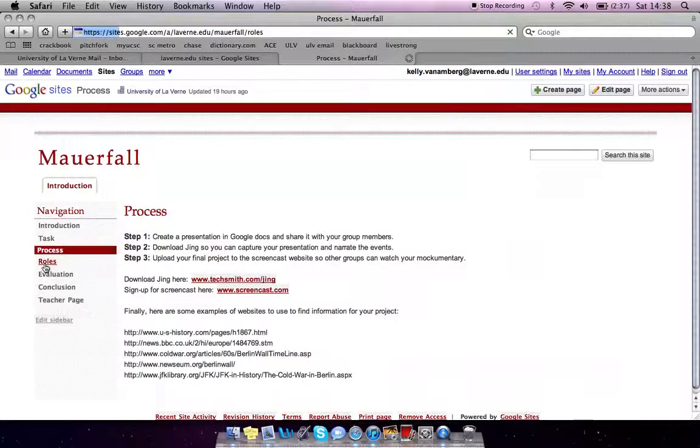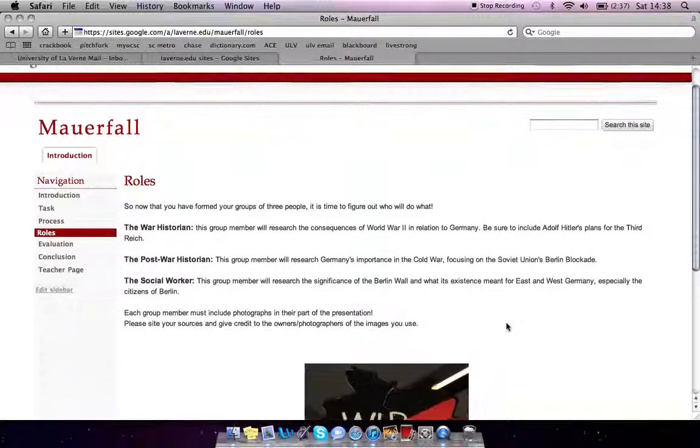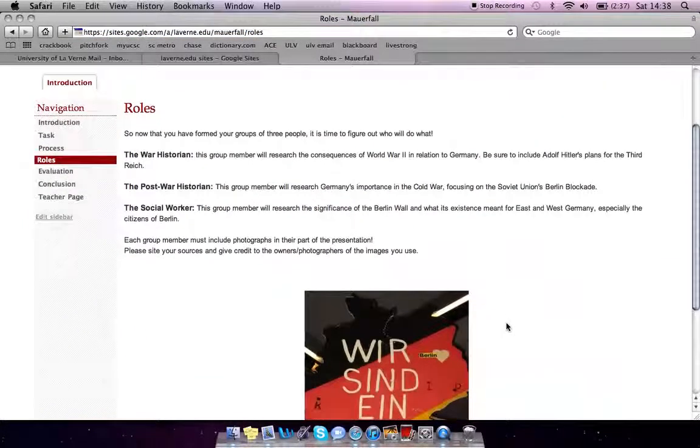For the roles, I assign different aspects of the wars to each student. One person will research World War II, another person will research the Cold War, and the other person will look at the effects of the division of the city and the construction of the wall and what that meant for the people living in Berlin at the time.